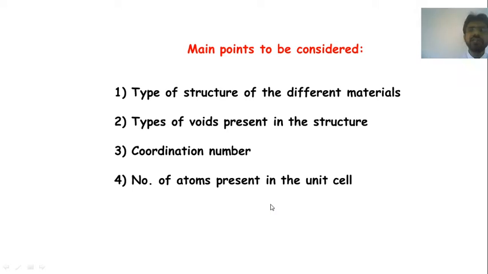While studying the structures of these different materials, we will see these different points: first, the type of the structure of the different materials; the second is the type of voids present in the structure; third is the coordination number; and fourth is the number of atoms present in the unit cell.